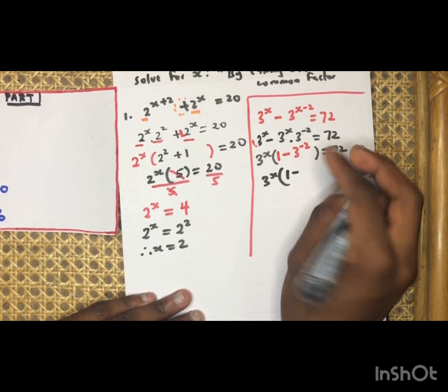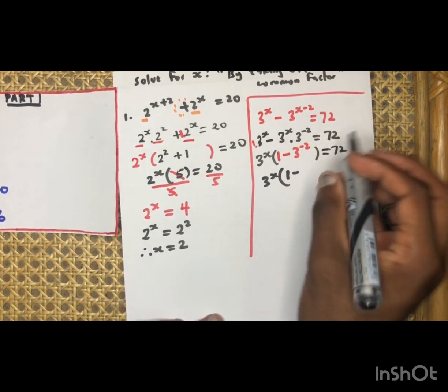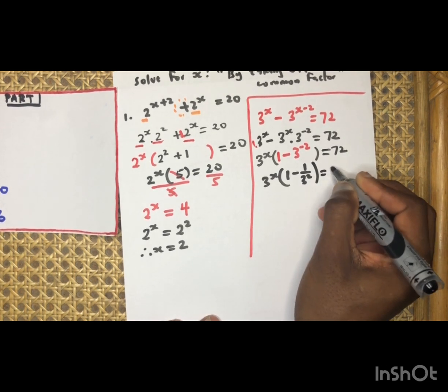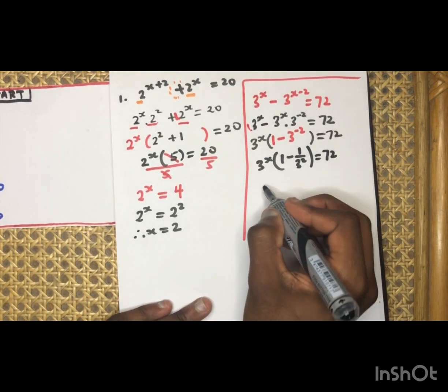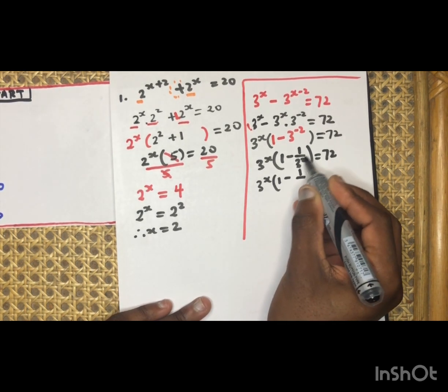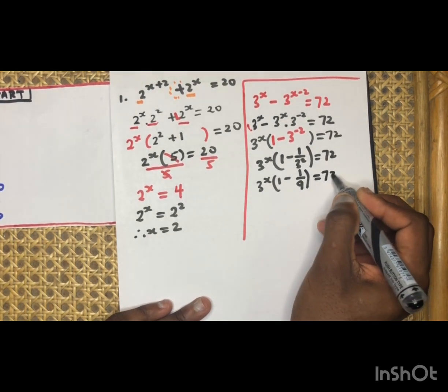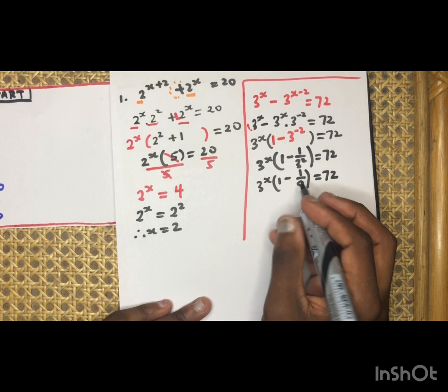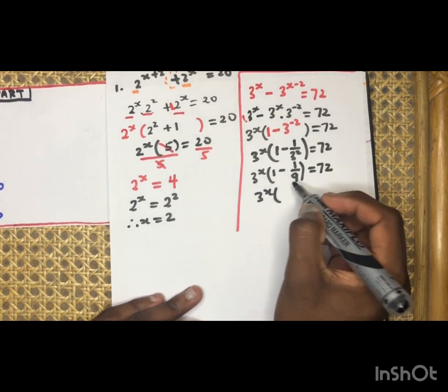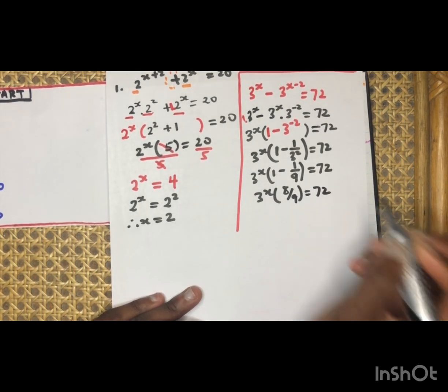This is 1 minus, this power, it tells you that I'm in a wrong position. So it's going to be 1 over 3 to the power 2 equals 72. So now I have 3 to the power x here, 1 minus 1 over 3 squared gives us 9. Then I close the brackets, equals 72. If you simplify this one, you can press your calculator. So here you are going to get 8 over 9 equals 72.